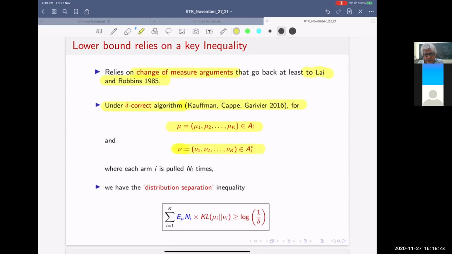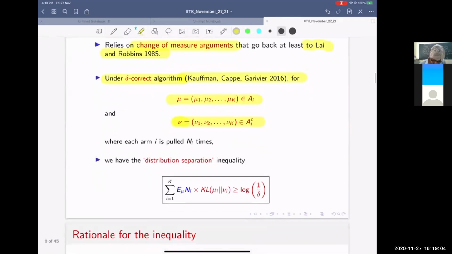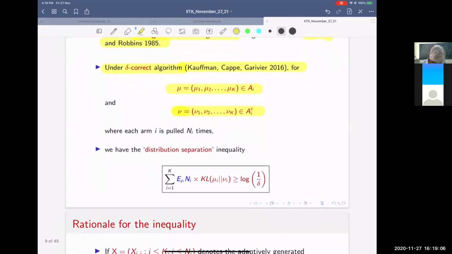Your algorithm is going to see data, and it really has to decide whether the data is coming from mu or from nu. Because if it says it's coming from nu, then it's making a mistake. That probability has to be controlled. It has to be kept less than delta. If it's coming from mu, you need to say that it's coming from mu with high probability. So suppose each arm i is pulled n_i times, then the following inequality, the distribution separation inequality, follows.